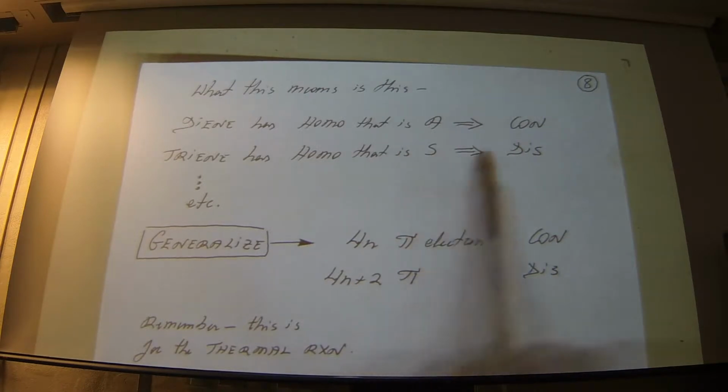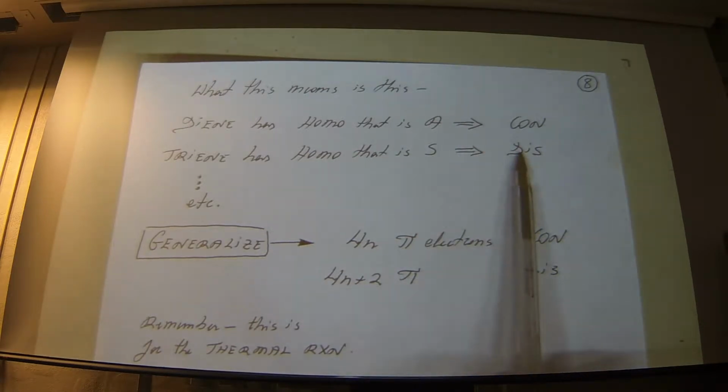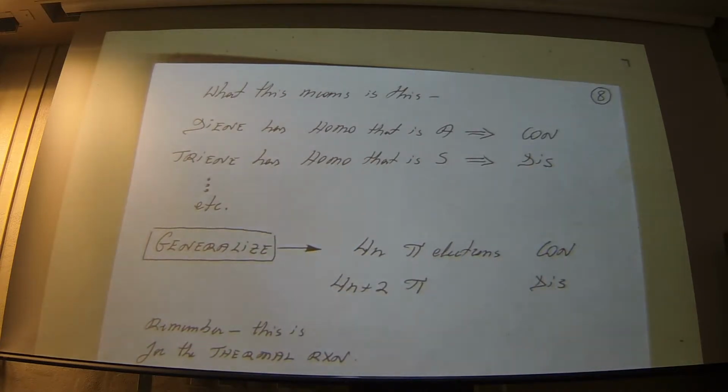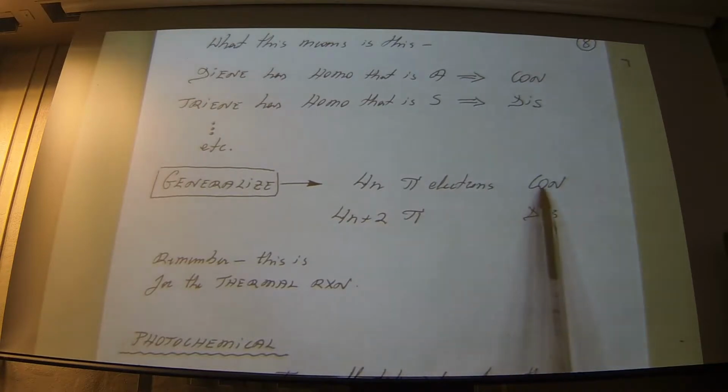Because it is S, then the same process that I showed you is going to give you a bond when it involves a disrotation. Okay. And so you can generalize. This is completely general, which is nice too. If you have 4n pi electrons, it's going to be a con-rotation, 4n plus 2, dis. Don't try to memorize that. There's no reason to. Okay?